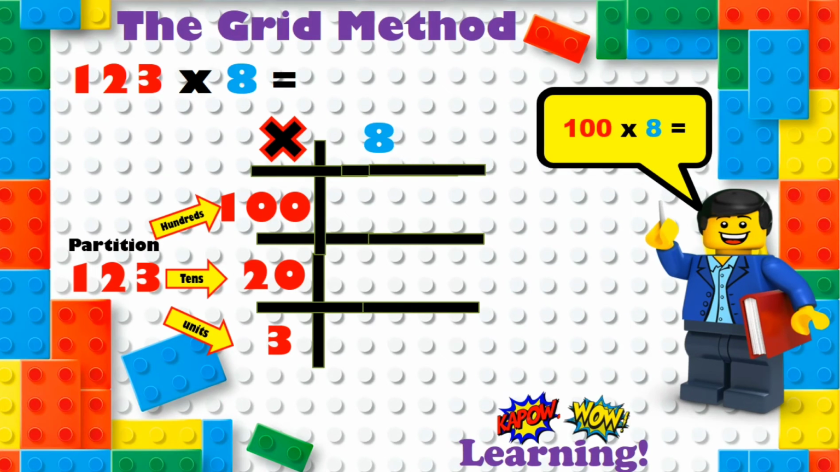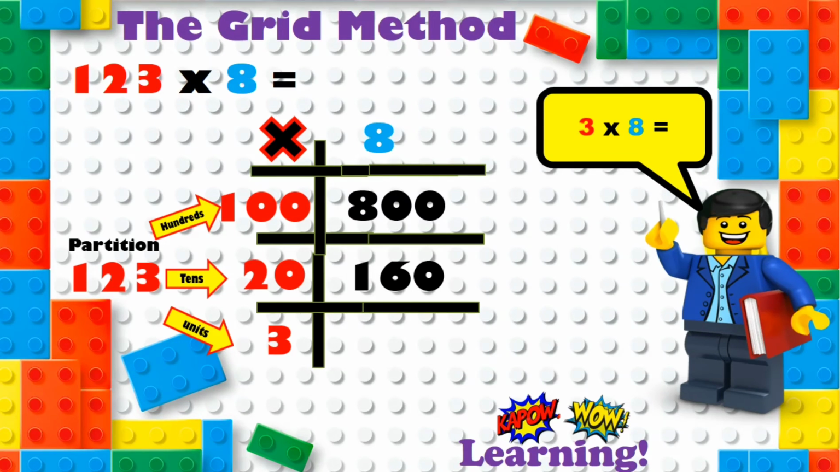So we put the 8 there because it's 123 multiplied by 8. Next, 100 multiplied by 8, which equals 800. 20 multiplied by the 8, which equals 160. And 3 multiplied by the 8, which equals 24. What do we do next? We're going to add them. Excellent. So let's add them.